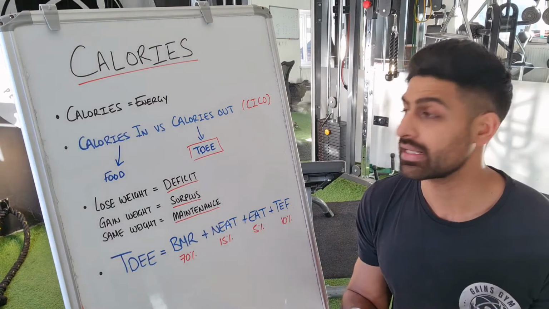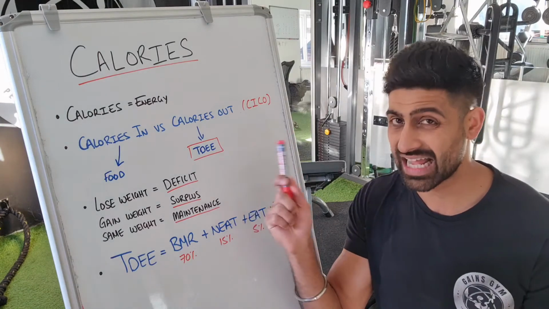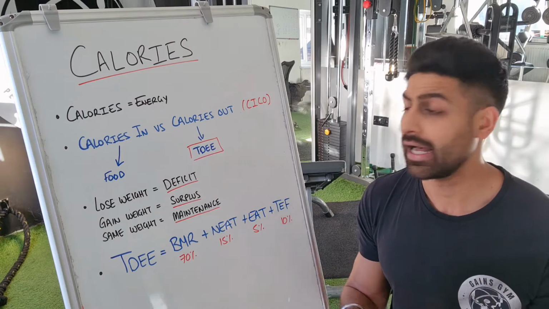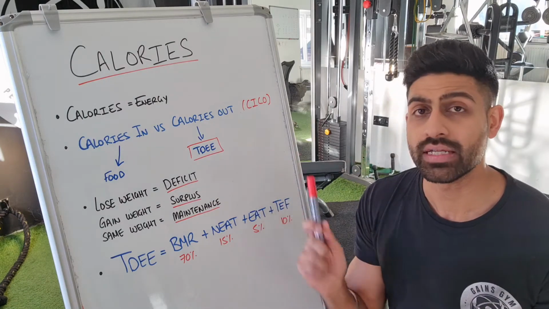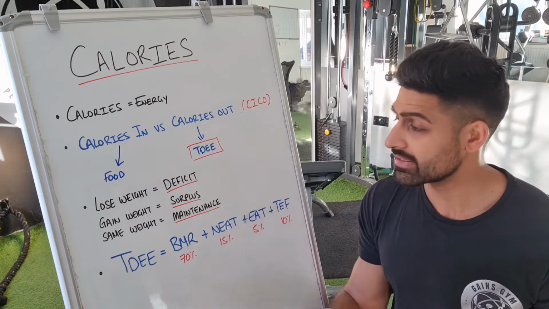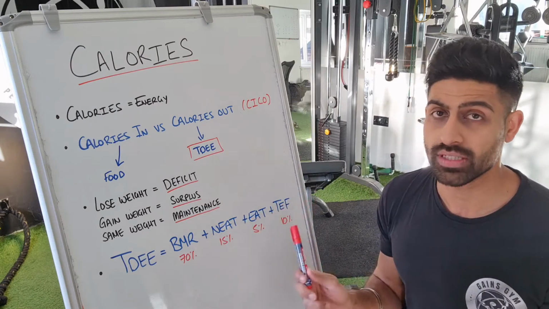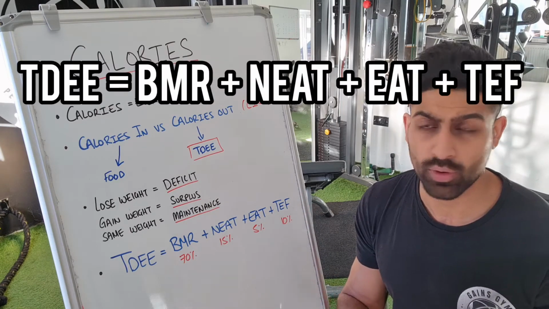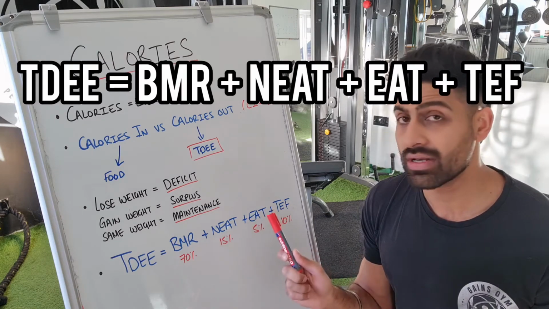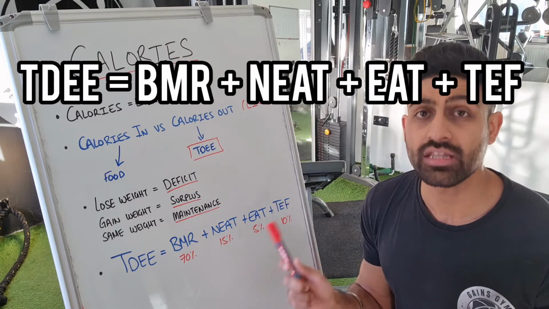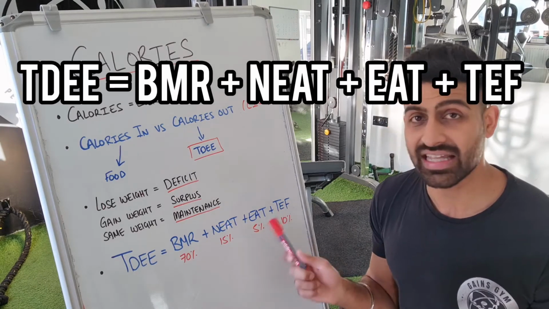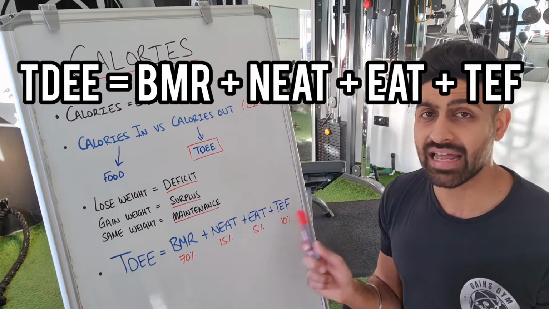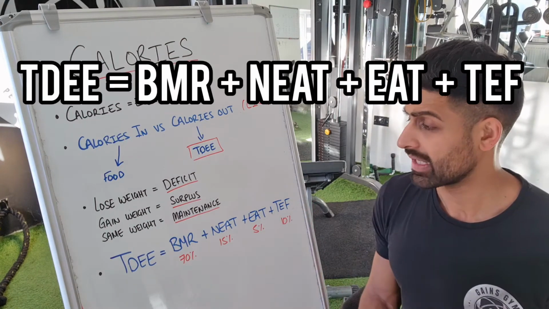So we need to understand now what your maintenance calories are, which we can use some of the calculators I've used for you guys already. But your maintenance calories, your TDEE, is comprised of 4 different components. Okay, now you have your BMR, which is your basal metabolic rate. And then you have your NEAT, your non-exercise activity thermogenesis. Then we have EAT, your exercise activity thermogenesis. And then finally we have TEF, the thermic effect of food. Okay, so we've got these 4 components.